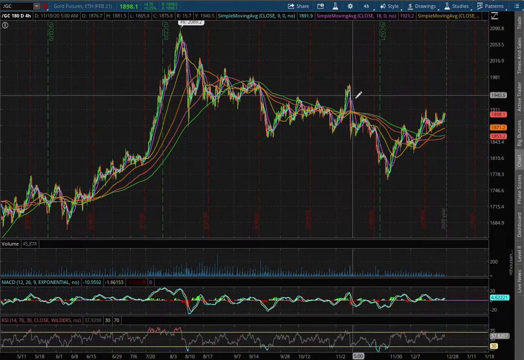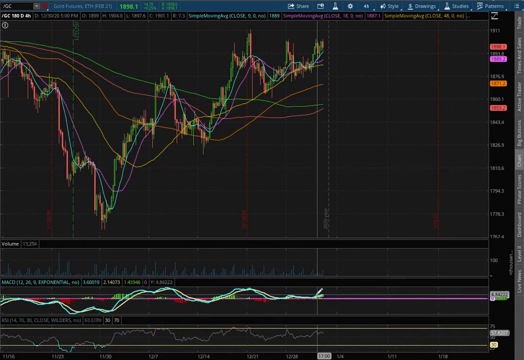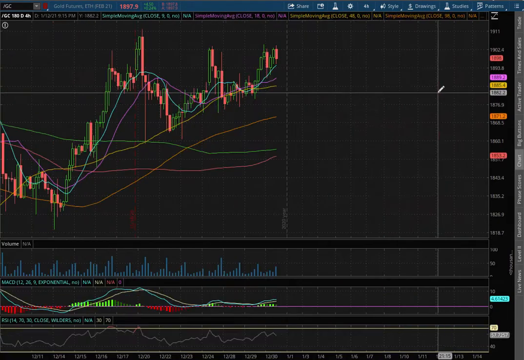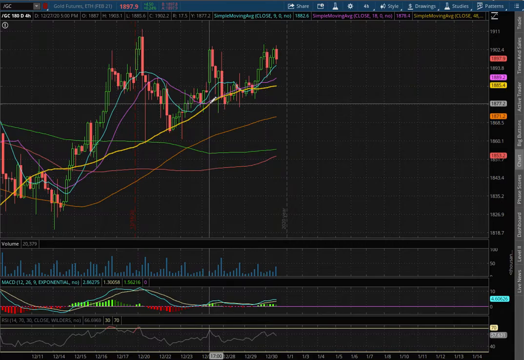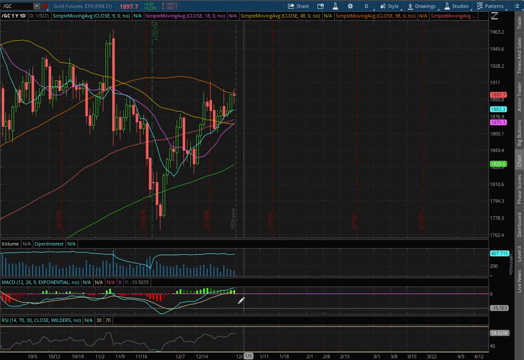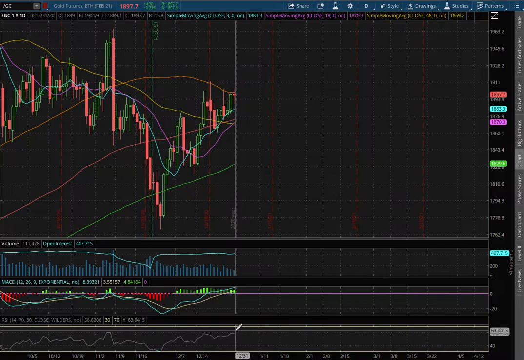As we extend out to the 4 hour chart, we still remain in positive MACD and slightly off of overbought levels with the RSI. We're currently resting right above the 50 moving average, using that as our support at the price of $1,885. As we extend out to the daily chart, we have now approached positive MACD and we're nearing overbought levels with the RSI.